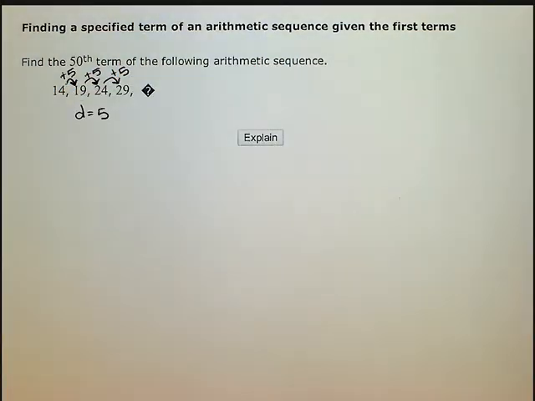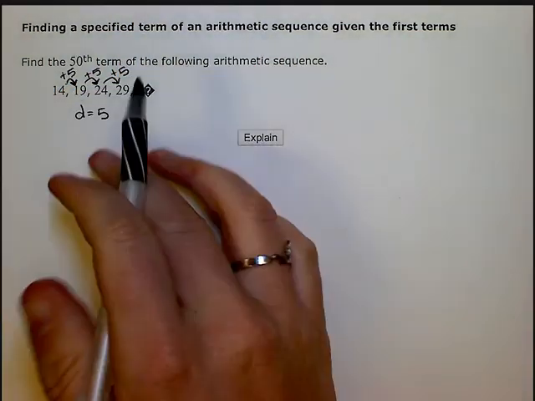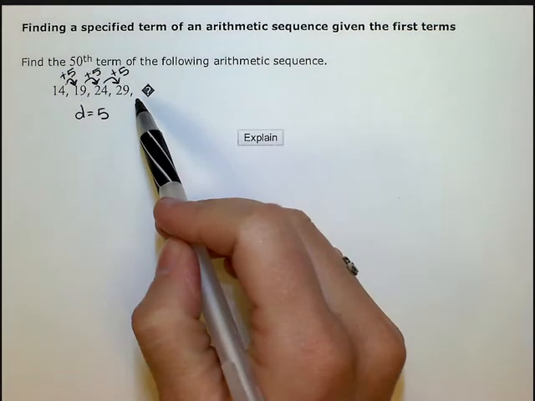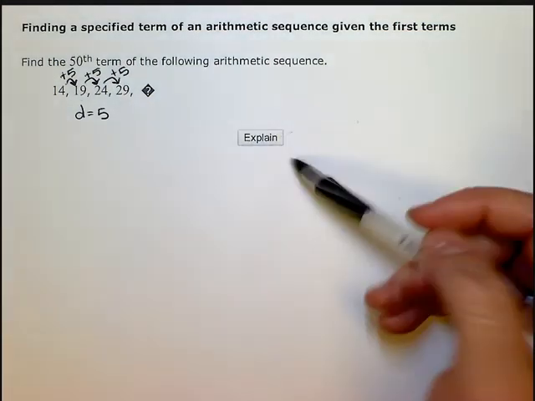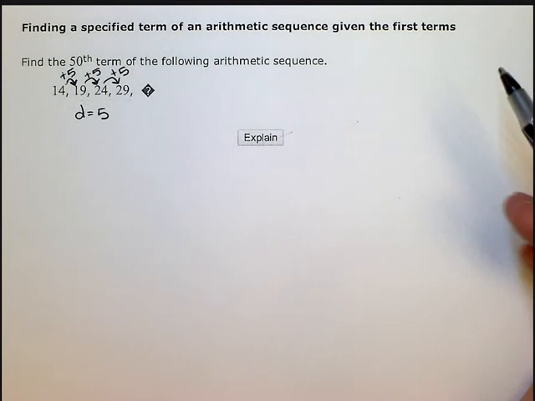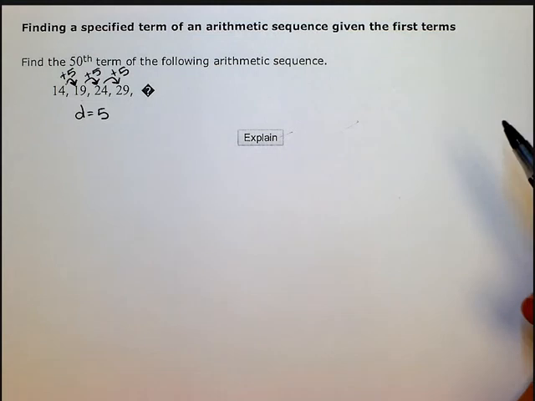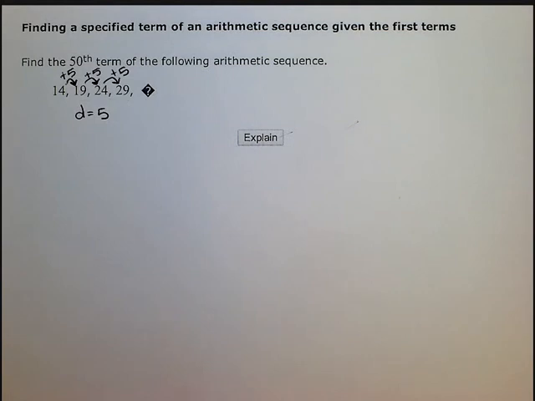Okay? Now, technically, in order to find the 50th term, I could just add 5, add 5, add 5, add 5, add 5, again and again until I got to the 50th term. Now, could I do that? Yes. Do I really want to do that? No, because that's going to take a lot of work and it leaves a lot of room for error because there's so much adding to do. So what I could do instead is write an explicit formula so that I could jump to any term value in my sequence. So let's do that.